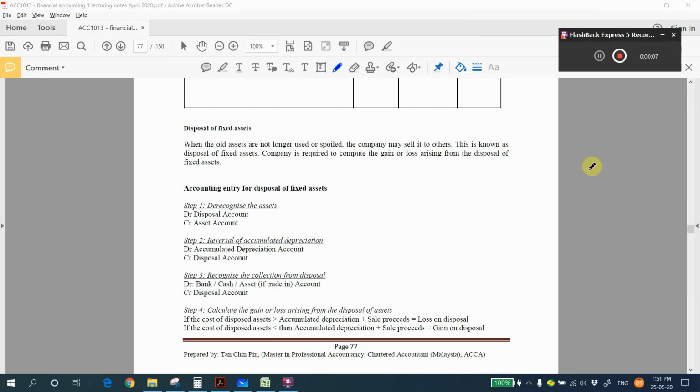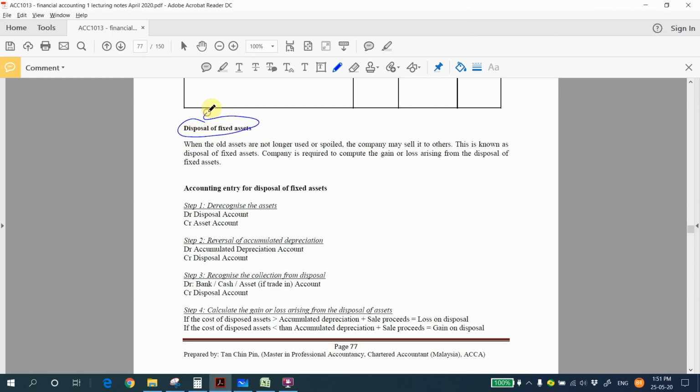And in this video, we are going to learn another concept called disposal of fixed asset. So what is disposal of fixed asset? When the old assets are no longer used or spoiled, the company may consider selling it. So when you sell your asset, we use the term called disposal. The company is required to compute the gain or loss arising from the disposal of fixed asset.